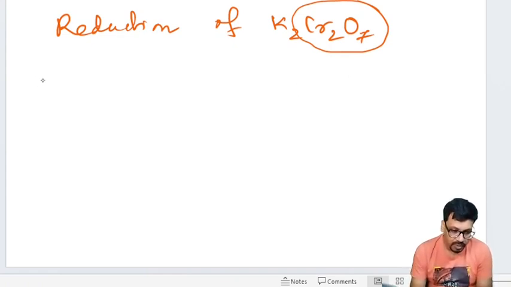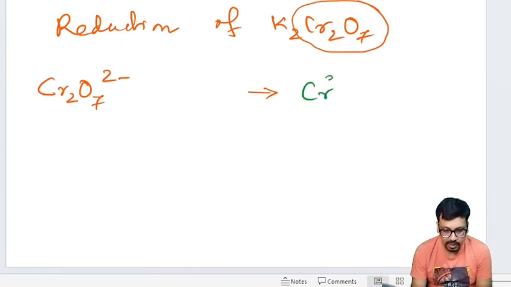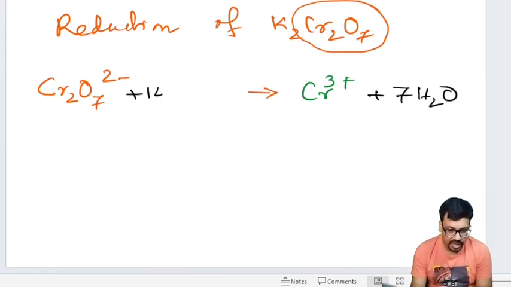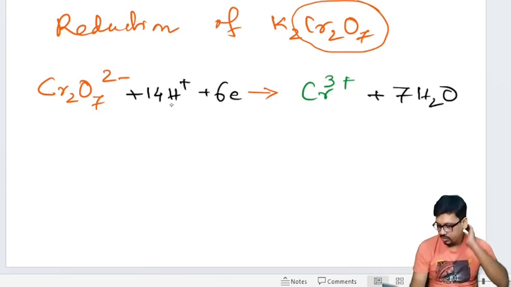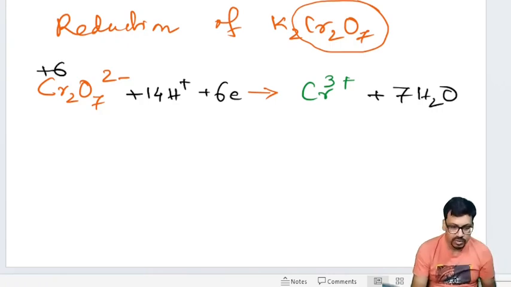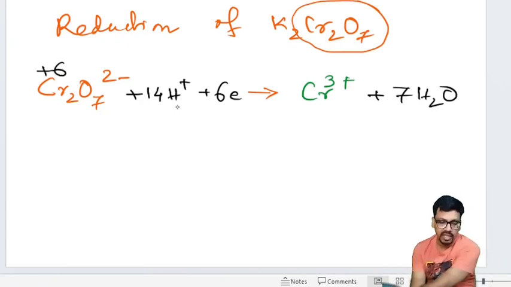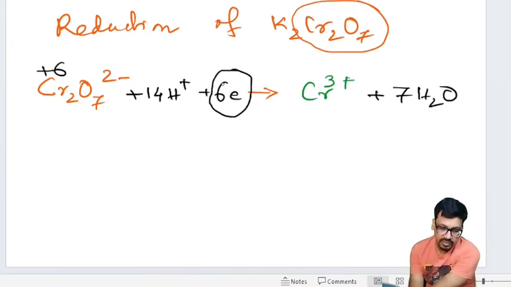So here, what is the redox reaction? What is the reduction process of the dichromate? Dichromate is converted to the green colored chromium 3 plus. Clear? Now after balancing the equation, we get 7H2O, and 14H plus is required in the reaction medium, and there are 6 electrons. So here the chromium 6 is reduced to chromium 3. Clear? So here 6 electron transfer takes place.